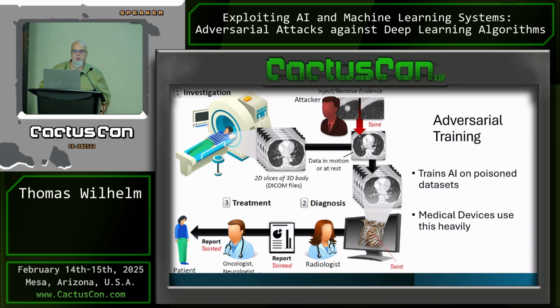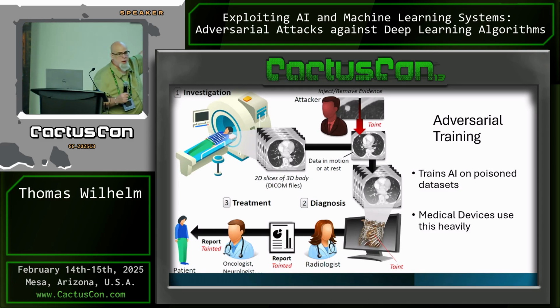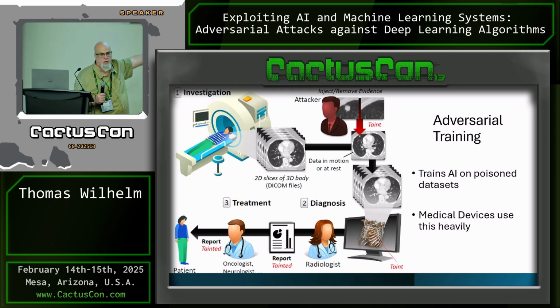All right, adversarial training. I'm going to talk about this a lot more now. We've already talked about how you get your scan. There's an attacker. They inject or remove evidence, and then everybody's unhappy. People do bad things to themselves because they think they're going to die. That's what they're trying to avoid.